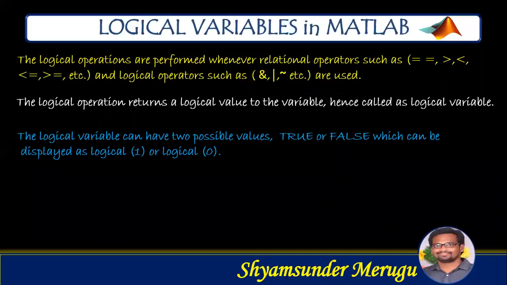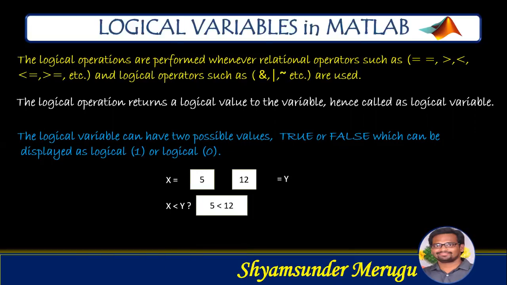The logical variable can have two possible values, true or false, which can be displayed as logical 1 or logical 0. Let us consider a variable x assigned with value 5, and another variable y assigned with value 12. Now we apply the relational operator to find whether x is less than y, that is, 5 is less than 12. If that is true, then we get logical 1 as the output, and that value will be assigned to the variable z, and we call z a logical variable.